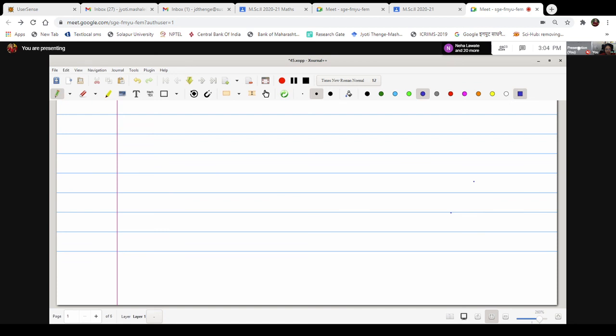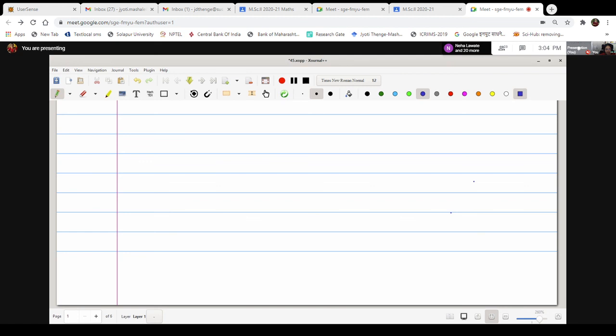Today I'll complete this theorem only. I don't know, there is a what's the problem today. This page is not allowing me to write. It's automatically scrolling at the end. Okay, wherever it is, I'll just write.